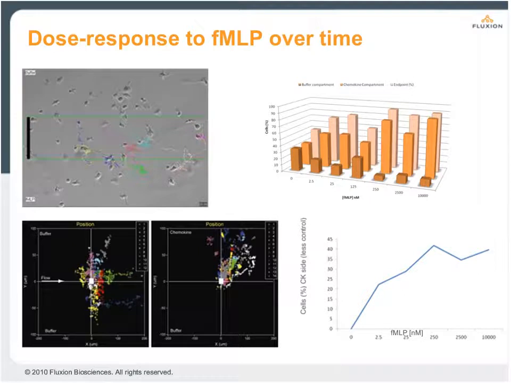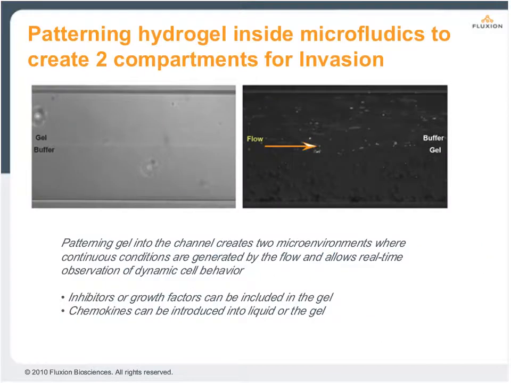Okay, so let's switch gears and start to talk about invasion assays. For invasion assays, we can use parallel flow to create a gel region inside the channel as if you were using a Boyden chamber but turned on its side. The gel can be dosed with compounds or growth factors, as well as the fluid can be dosed with compounds or growth factors. And then again, we can look at the cellular response followed in time lapse.